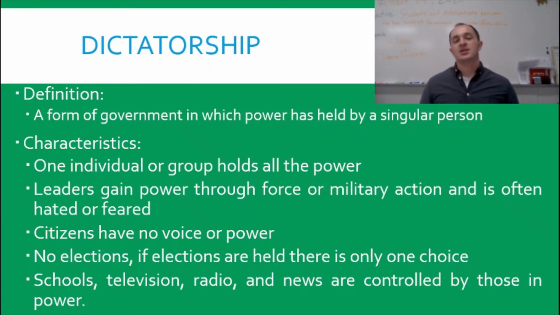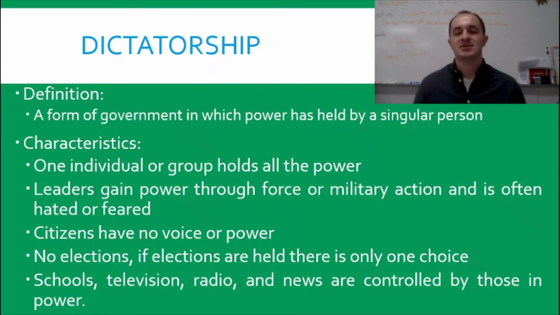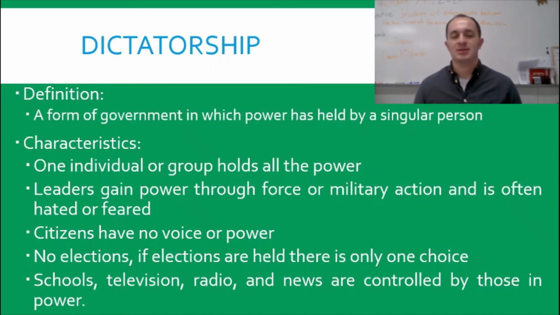So, some basic characteristics of dictatorships. The definition of a dictatorship is a form of government in which power is held by a singular person, rather than a democracy, where the power is in the common man and the entire population as a whole.